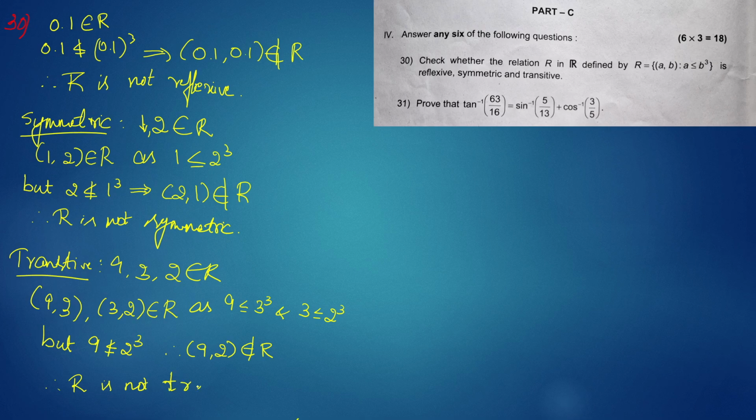So, it is not specific that you have to take the same examples. You can take any example, but you have to prove that it is neither reflexive nor symmetric and also not transitive. Now, for the 31st question.